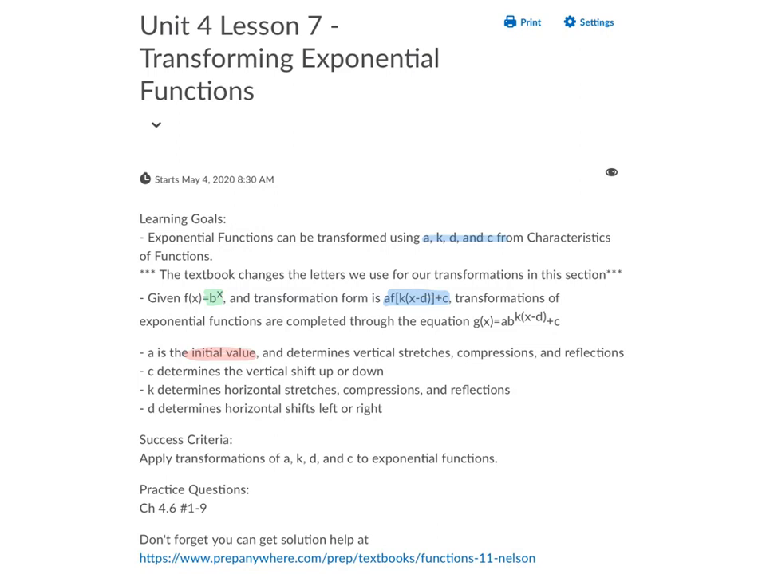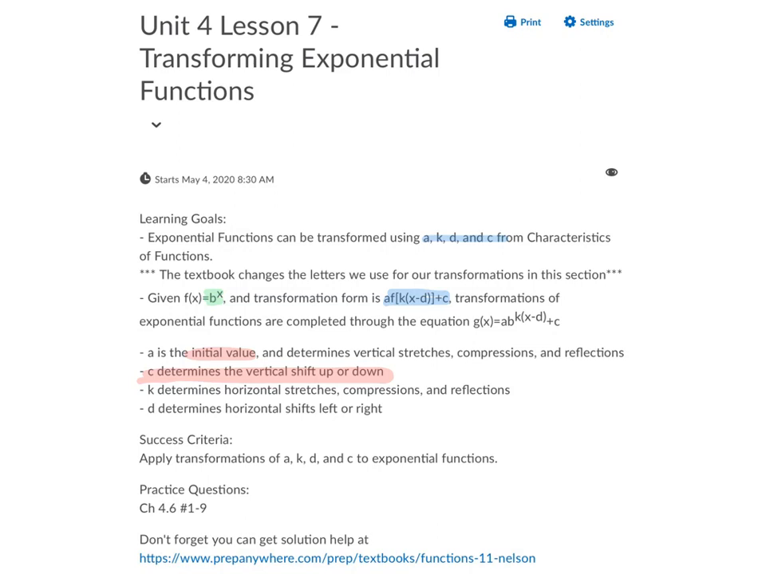Okay? That initial value is talking about what we get when x equals 0. So if you have a times b to the exponent x, b to the exponent 0 will give you 1. 1 times a will give you the value of a. So the y-intercept will be determined based off of interactions of this initial value and our c value, which will shift up or down. Okay, so it's not as simple as what we saw previously with other functions.